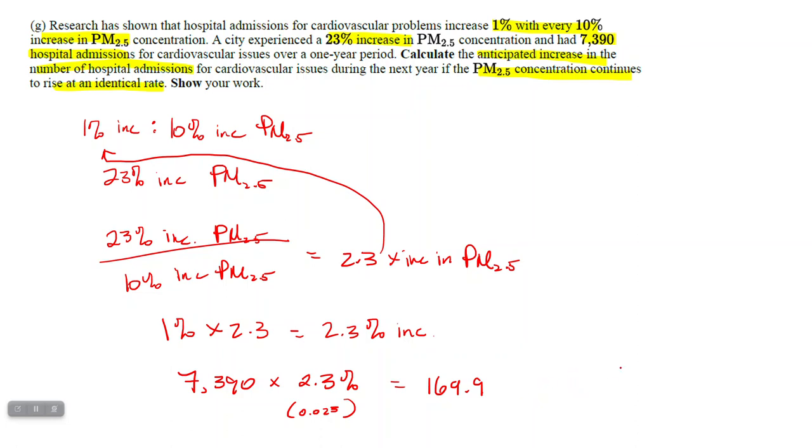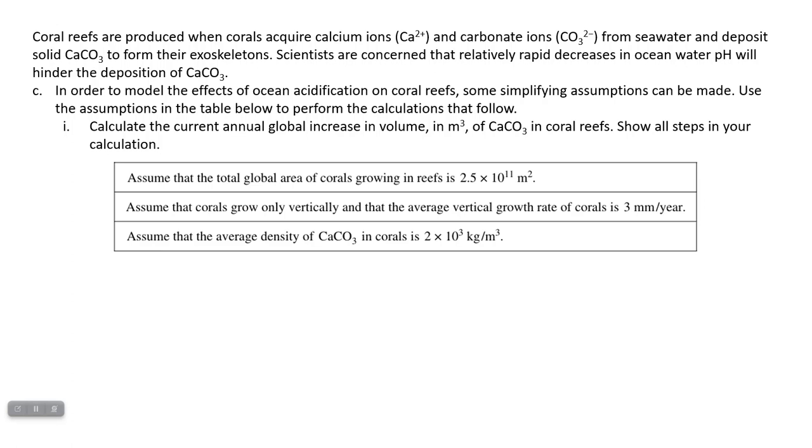On the scoring guide, I rounded because you can't technically have 0.9 of a person being admitted to the hospital. So I said it would be 170 more admissions. But it would actually accept on the scoring guide if you just put 169 more admissions because, technically, you don't have that last admission. It's a statistical thing anyway. All right, this is our final question.